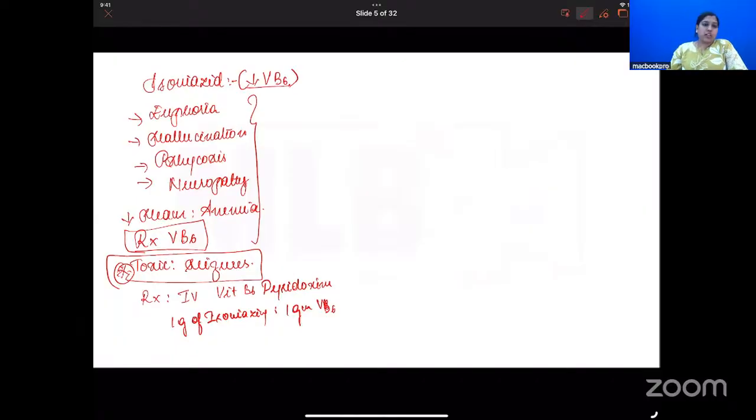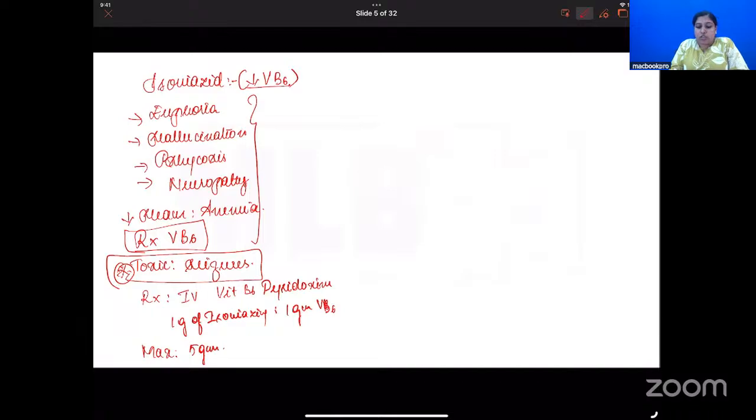Pyridoxine dosage: the patient has isoniazid toxicity and is exhibiting severe seizures. So what will I give? What is the maximal dose? I know that I have to give vitamin B6, but what is the maximal dose? The maximal dose recommended for a patient with isoniazid toxicity is 5 grams. Other than that, we should not give extra dosage because it is going to cause other signs and symptoms.